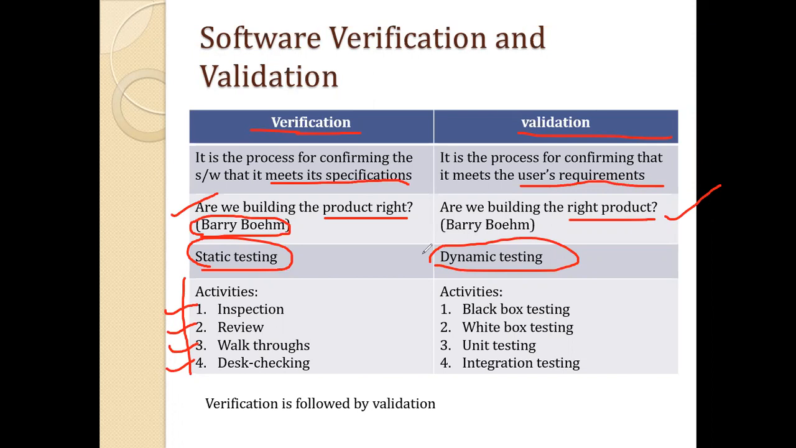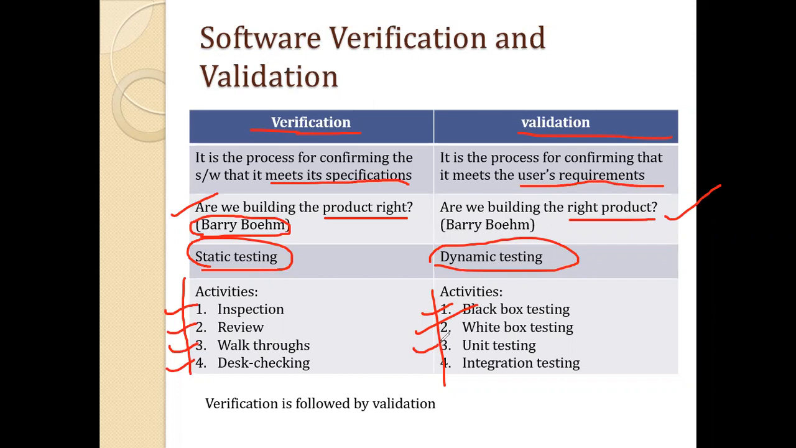Okay, and in case of validation, the activities involved in this are nothing but the black box testing, then white box testing, unit testing, integration testing. So black box testing, it's a detail we are going to see in this chapter only. White box testing also. Then unit testing we are going to see in the next unit itself. But what is unit testing? The unit is smallest part of your software.